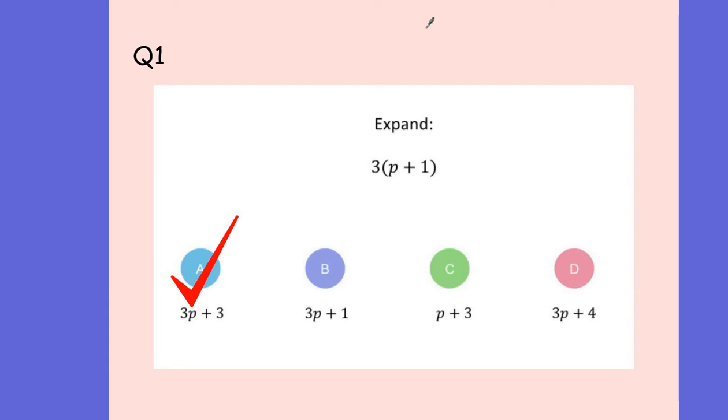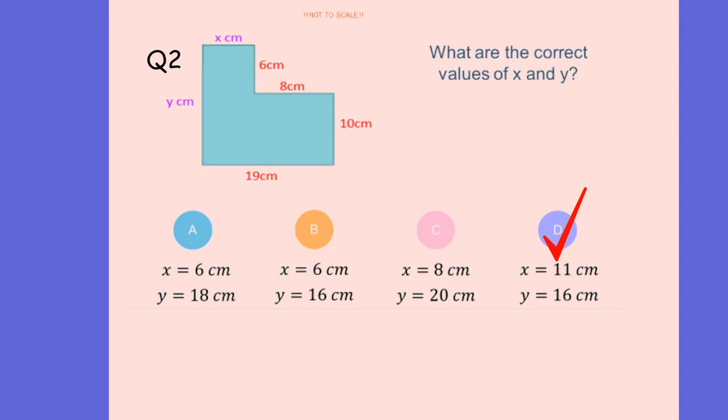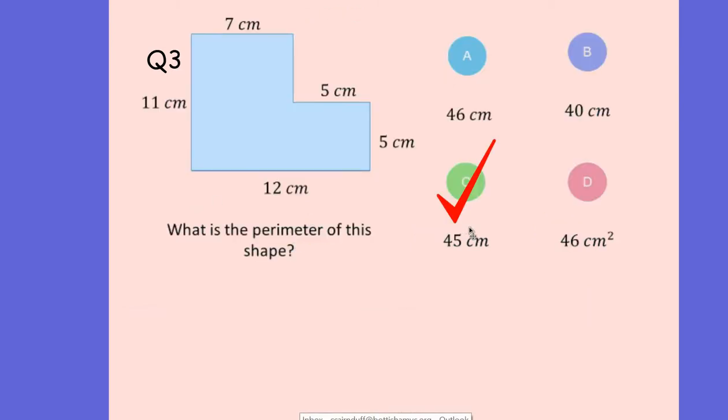If we draw it out, I know that I need 3 rows of rectangle plus a square, where the rectangle is green, which is p, and the square is yellow, which is 1. If I have 3 rows of that, I've now got 3 lots of p plus 3, so the correct answer was A. For question number 2, the correct answer was D. For question number 3, the correct answer was C, 45 centimetres.